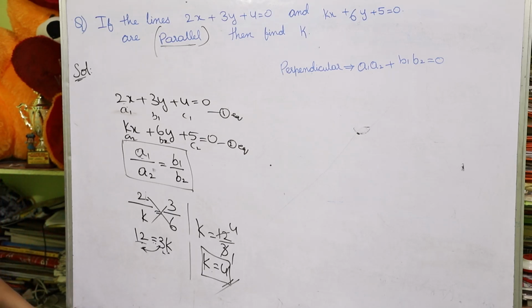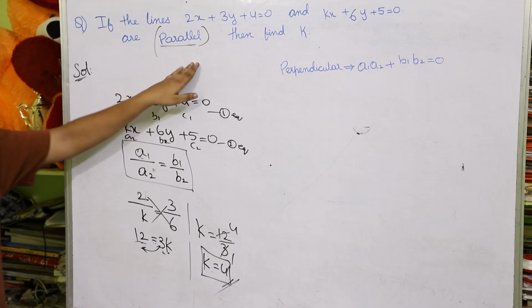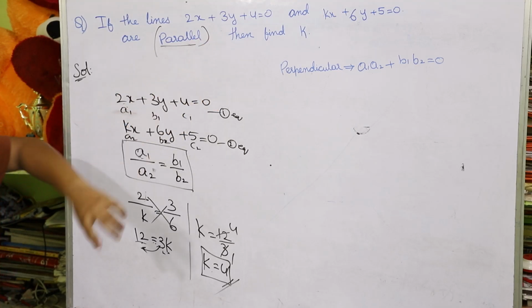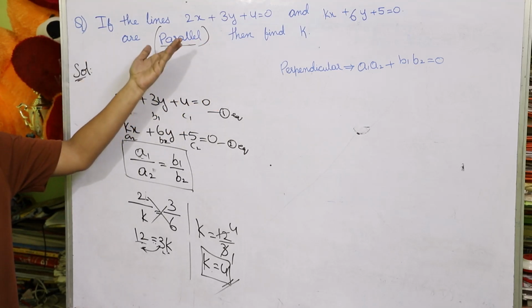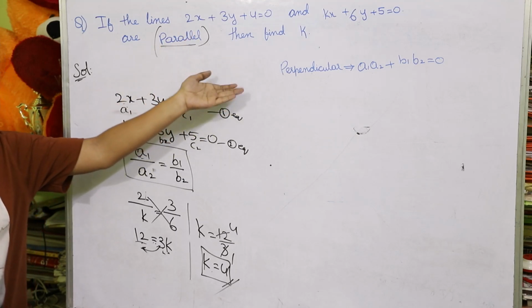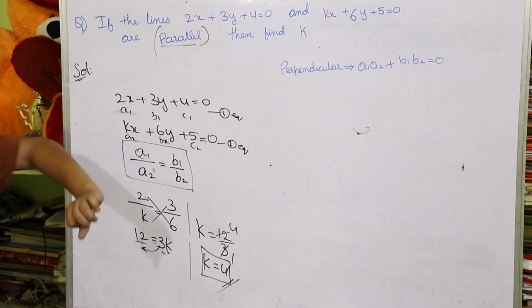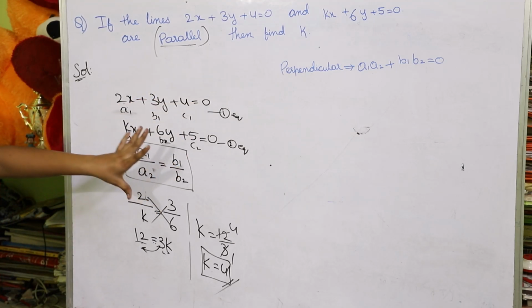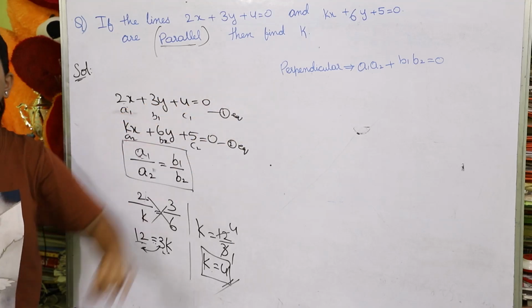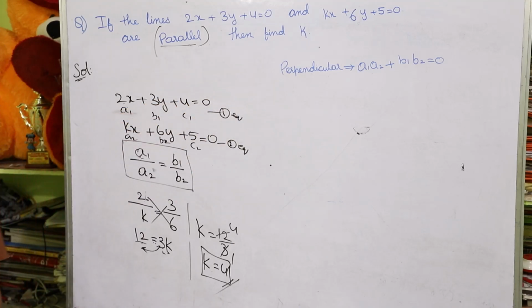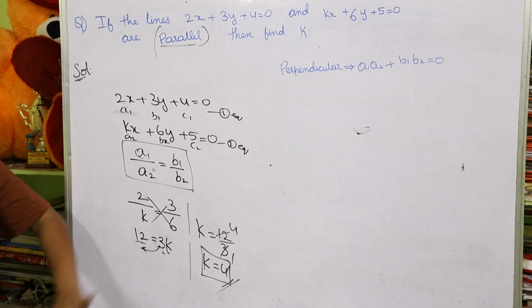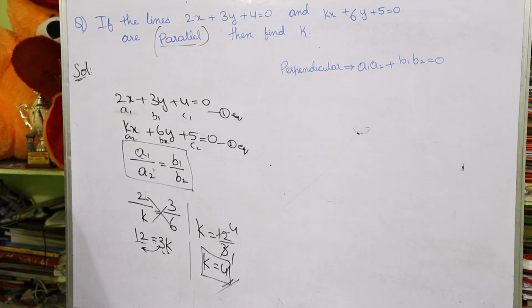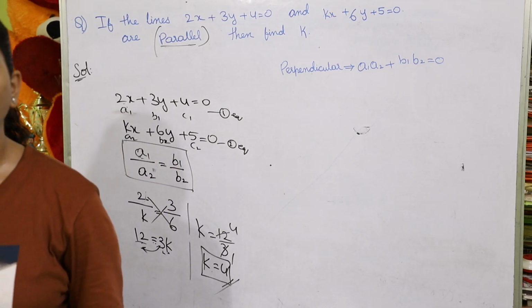So this is what we will be finding out. If the lines are parallel, then find out the given values. Or if the lines are perpendicular and they ask to find out the given values, then what would you do immediately? You just apply the formula. If the lines are perpendicular, you apply a1 into a2 plus b1 into b2 is equal to 0. If the lines are parallel, then apply the formula a1 by a2 is equal to b1 by b2. That's all. Hope you understood. Thank you.